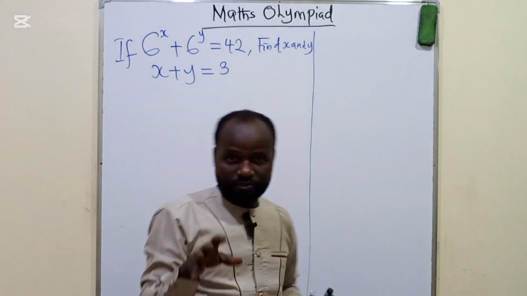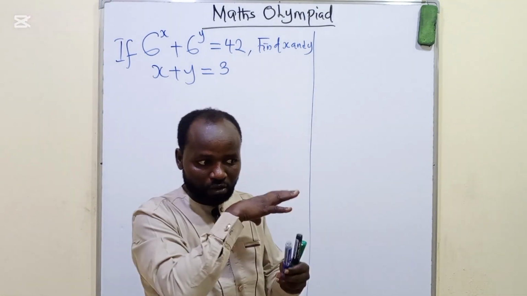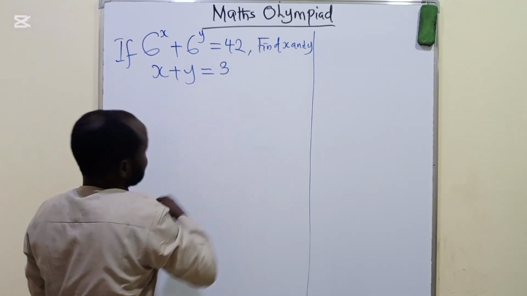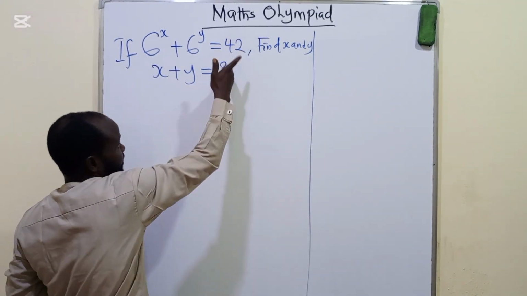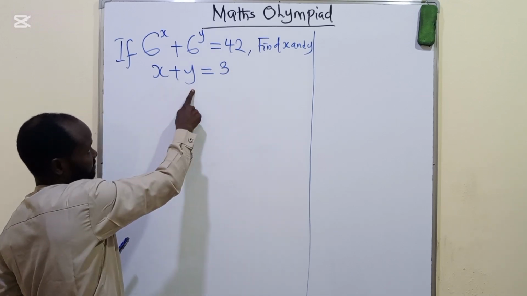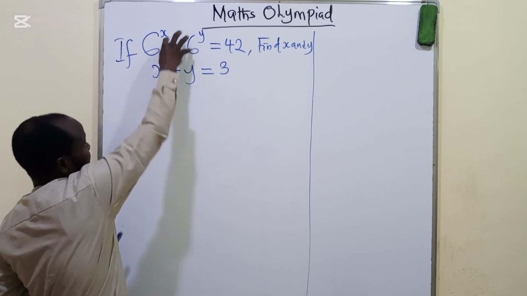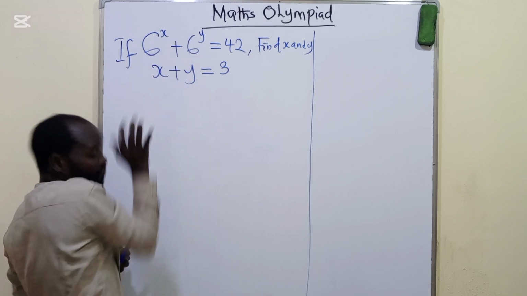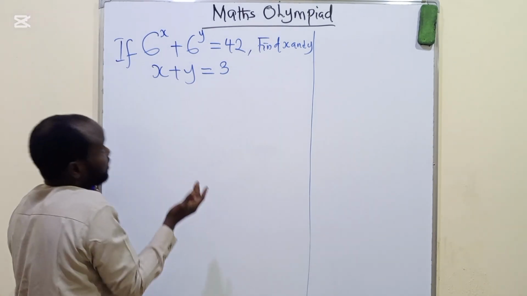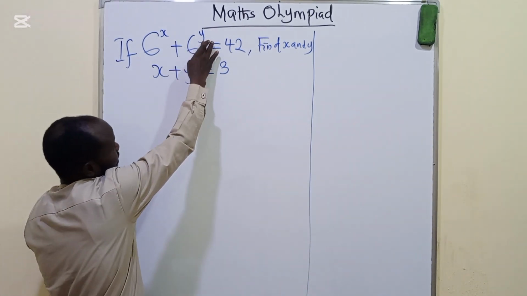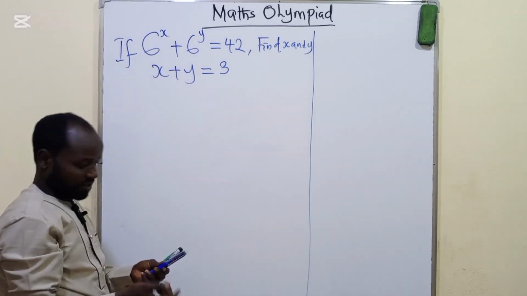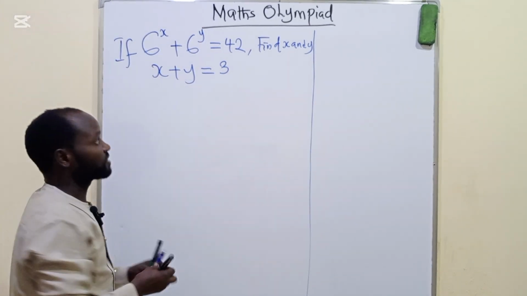One thing with Olympiad math is that it is more logical, so you have to think. If you look at this first equation, we can label this as equation 1 and equation 2. If you look at equation 2, we have x plus y equals 3. So we have to simplify equation 1 such that we'll have x plus y. And there are many ways. We can either multiply through by 6 power y, or we can multiply each term by 6 power x. It will still give us the same answer.